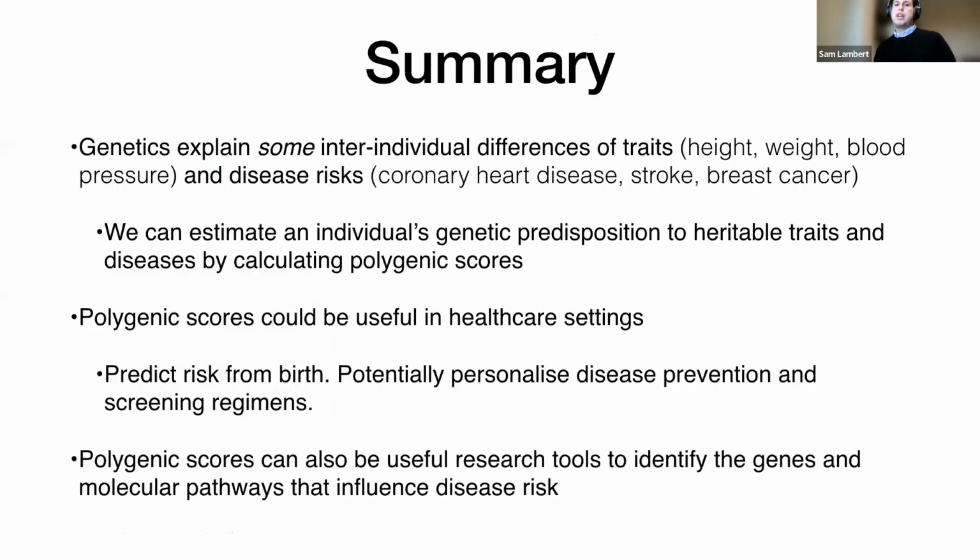So yeah, in summary, I told you a little bit about how genetics explains some of the inter-individual differences in traits and disease risks, and how we can measure and estimate these using polygenic scores. And I talked about how they could be useful in healthcare settings for personalizing disease prevention and screening regimes, and identifying the molecular changes that cause disease.